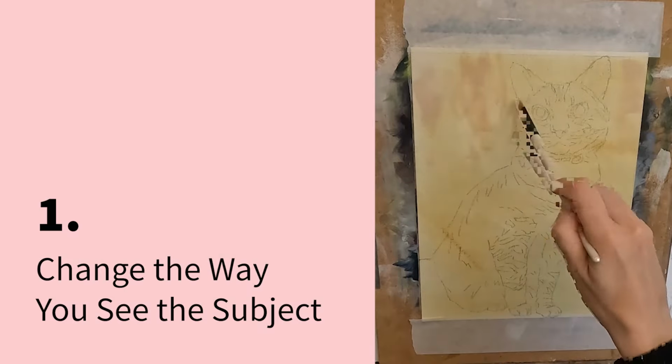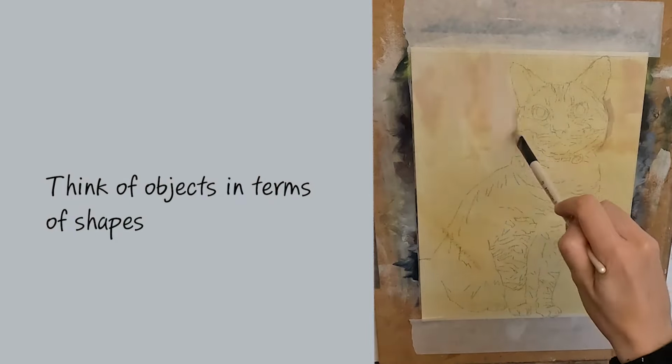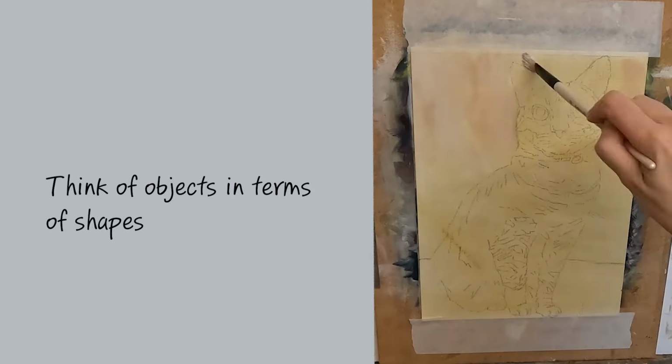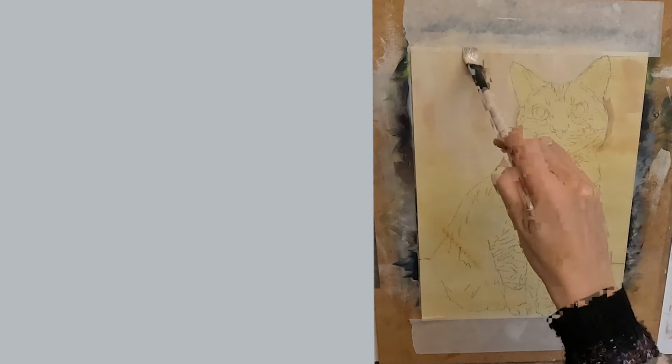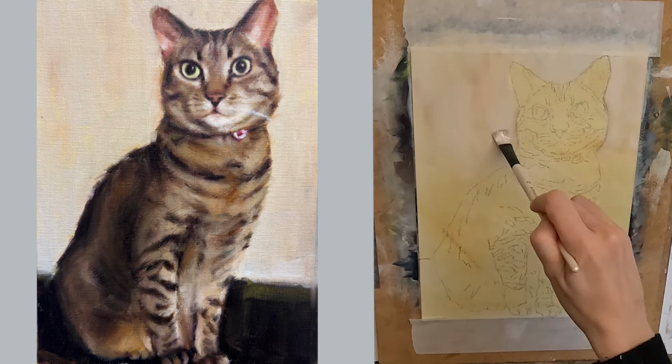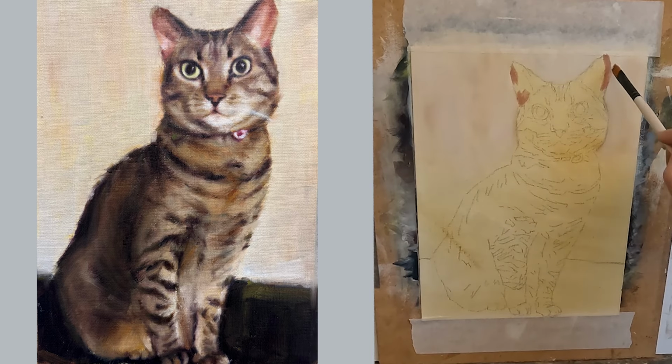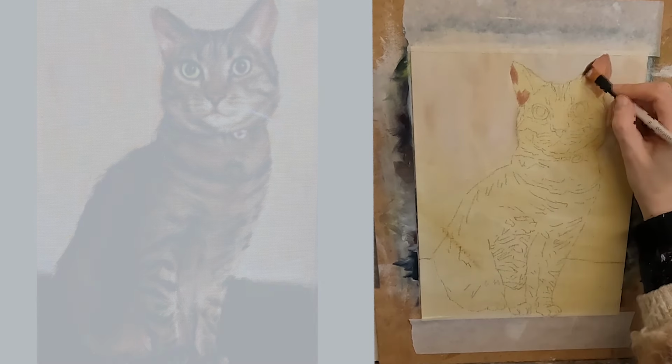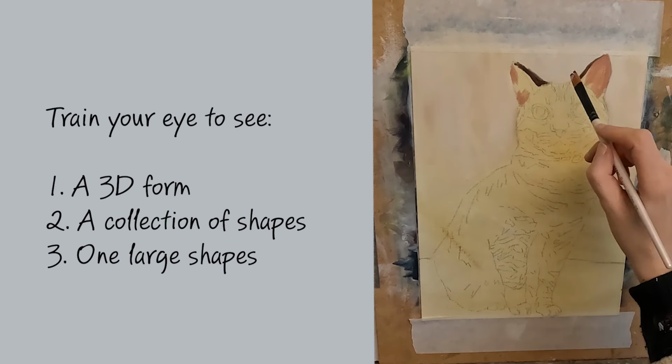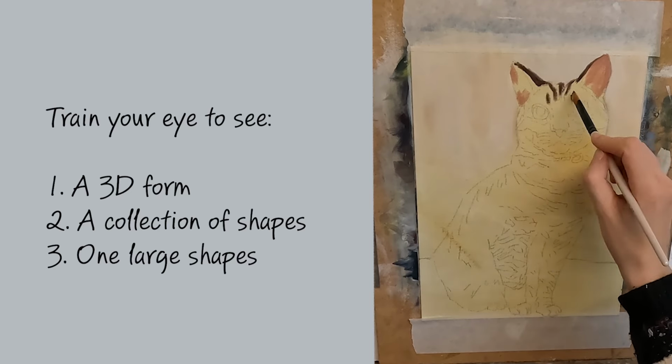Let's get stuck in. Change the way you see the subject. Difficult subjects become manageable when you start thinking of objects in terms of shapes. The stripes aren't lines, they are shapes sitting on a form that wrap around the body of a cat. You have to train your eye to view the reference photo in 3 ways.